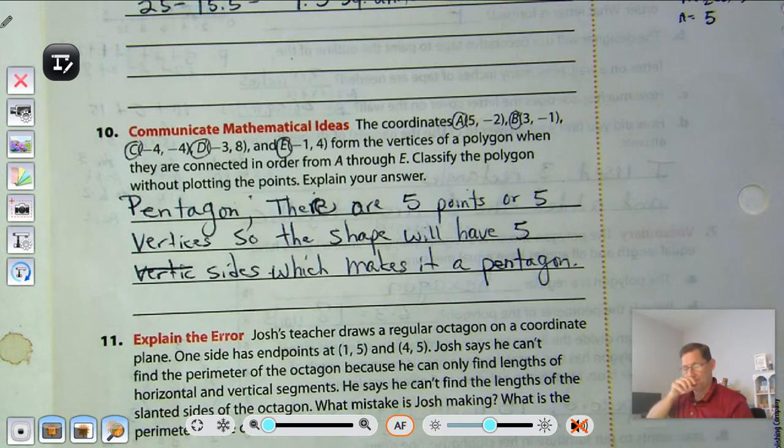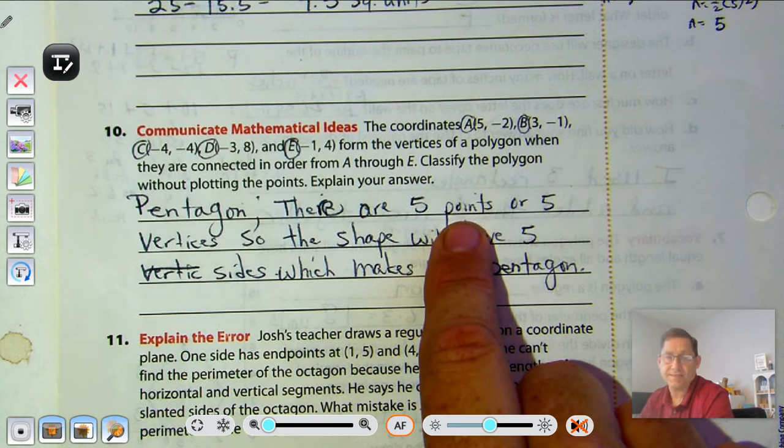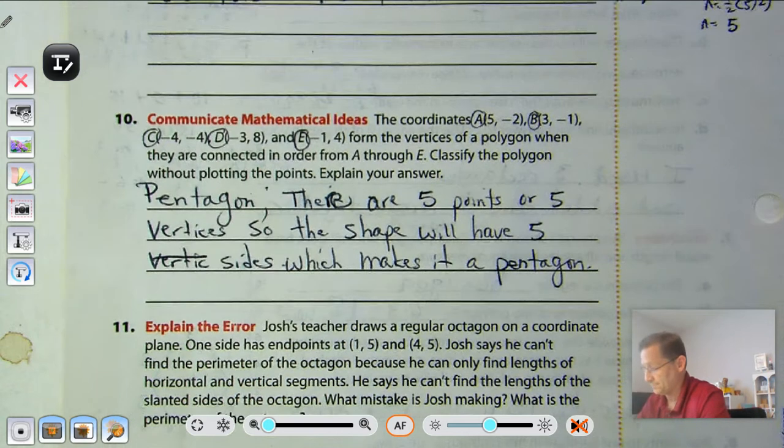Okay, so the shape's a pentagon. It has 5 points, or we can consider those vertices. So the shape's going to have 5 sides. So that makes it a pentagon.